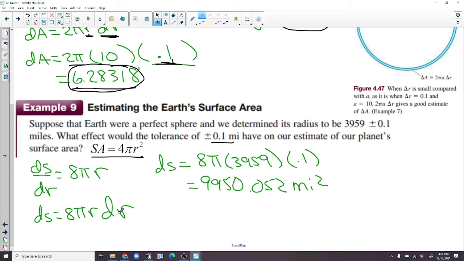Now we multiply by dr, and the r is 3,959, and the possible error, the possible change we could have, is 0.1, so 1/10 of a mile. Now if you multiply those together, we could be off by almost 10,000 square miles, which I think the book says is roughly the size of Maryland.